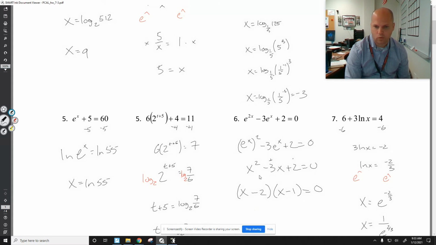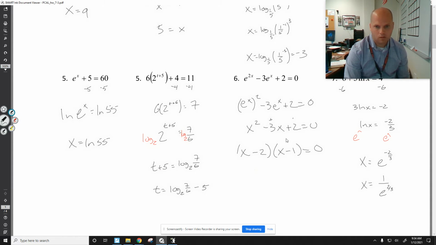Okay, so this would be the factored form of x squared minus 3x plus 2: x minus 2, x minus 1. But what I did, I replaced x with e to the x. So I'm going to take this x here and replace it with e to the x. I can write it underneath. Actually, I'm going to write it underneath. So x minus 2, x minus 1. So in reality, what we're doing is saying, oh, that's going to be e to the x minus 2 times e to the x minus 1.